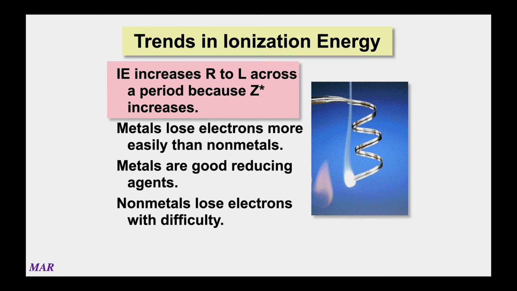Metals are also good at allowing other things to be reduced. That's why they're called reducing agents. I hate that, but that's okay. They allow other things to be reduced because their electrons are somewhat easy to remove. Nonmetals can lose electrons, but it's more difficult. Usually it takes higher energy.